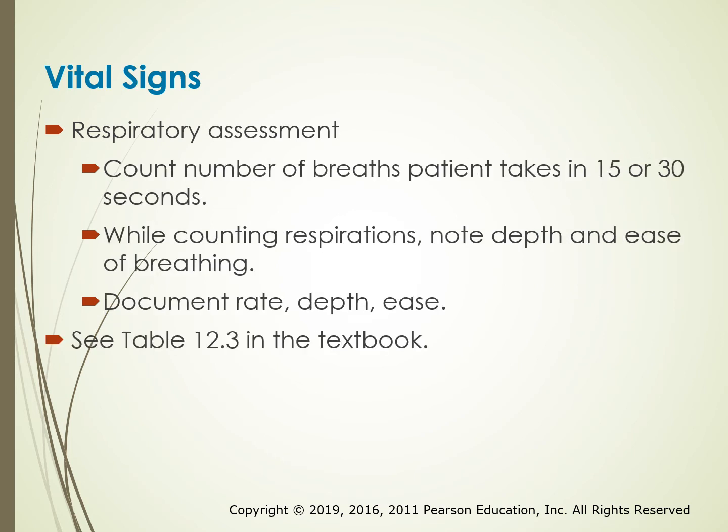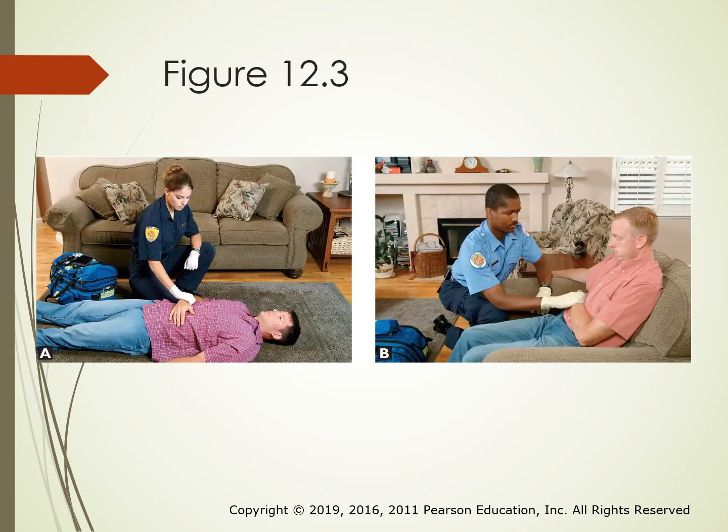So you can count it in how many breaths they take in 15 seconds or 30 seconds. If it's 15, times it by 4. If it's 30, times it by 2, and that'll give you how many times they're breathing a minute. And then make sure you document the rate. See here, they're kind of tricking the patient into counting their respirations as well as taking their pulse.